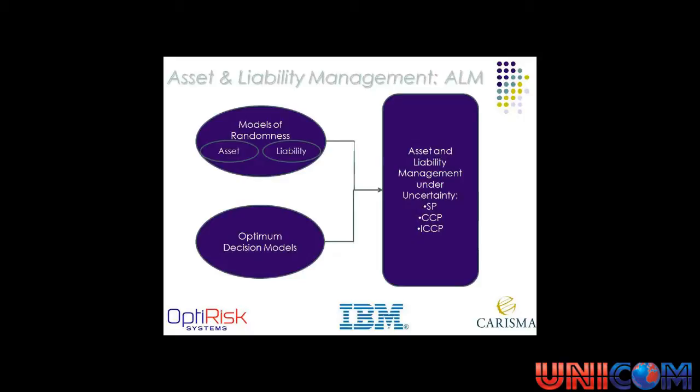So in the domain of asset and liability management applied to pension funds, you get models of randomness by which you define the asset and liability, and then you construct the optimum decision model by which you take the decision today. Typical models, going back to the family of stochastic programming models, could be a two-stage stochastic program, or a chance constraint program, or an integrated chance constraint program, where you look at the expected shortfall as opposed to the shortfall in the chance constraint program.